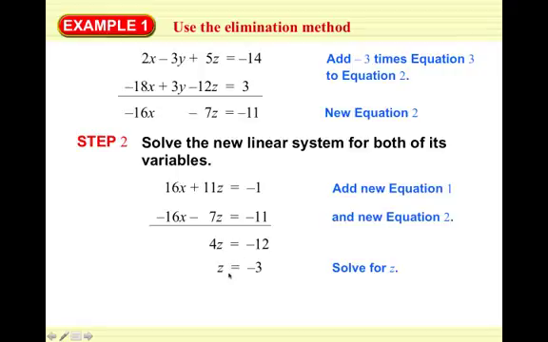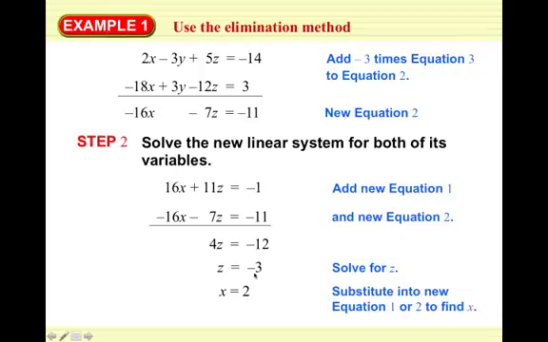Now that we know what z equals, we can take this negative 3 and plug it into either one of the new equations, the star equations, and we can solve for x. Either one that you plug it into, so let's say I plug it into this one here, I'll get 16x plus 11 times negative 3, which is negative 33, equals negative 1. Add 33 to both sides, I'll get 16x equals 32. Divide by 16, I get x equals 2.